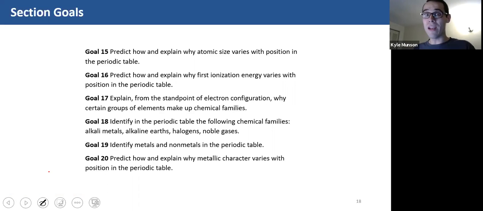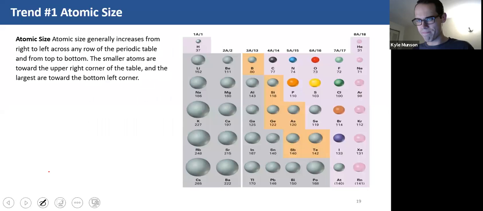We want to be able to identify things on the periodic table like metals and nonmetals, predict metallic character, talk about alkali metals, halogens, noble gases, which we've already been talking about, kind of bring all these concepts together and go in a little bit more in depth on the periodic table than we did in our video, I believe in chapter 5 about the periodic table. So that's kind of our goals, quite a lot of them, but not really too hard this section.